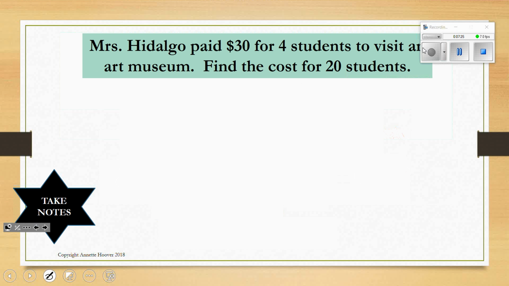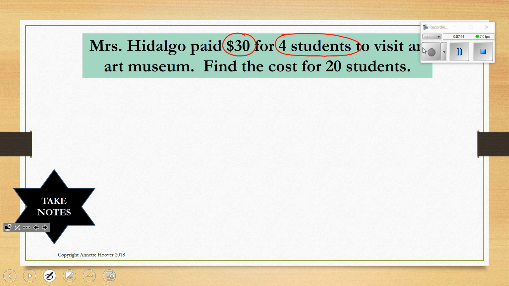Another example, Mrs. Hidalgo paid $30 for 4 students to visit an art museum. Find the cost for 20 students. Well, right here, we could set up a ratio for the amount of money and for the number of students. So this ratio would just be for the students.